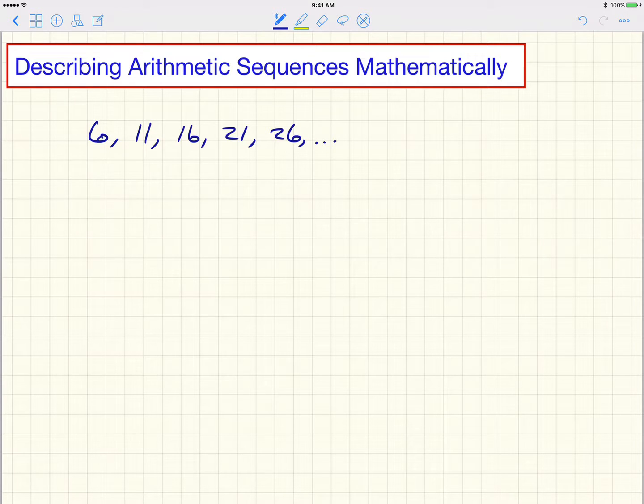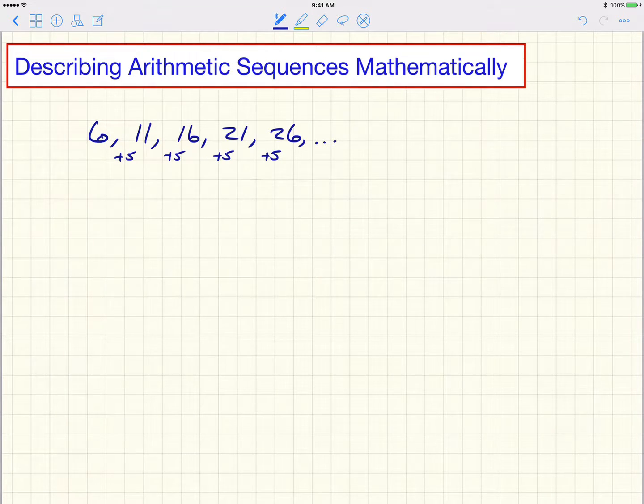So I guess the first thing we have to ask ourselves is, is this an arithmetic sequence? Well, let's take a look at the differences between terms. Between 6 and 11, we have plus 5. Between 11 and 16, plus 5. Between 16 and 21, plus 5. Between 21 and 26, plus 5. All right, so we're good. We have an arithmetic sequence. The next thing we need to figure out is, how do I describe this sequence with an equation?